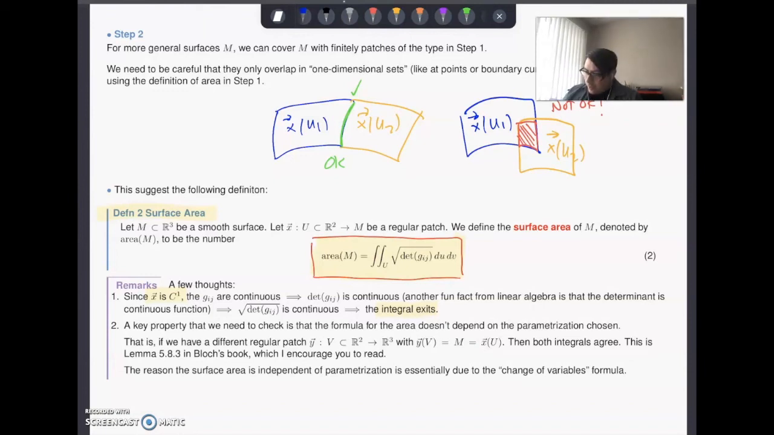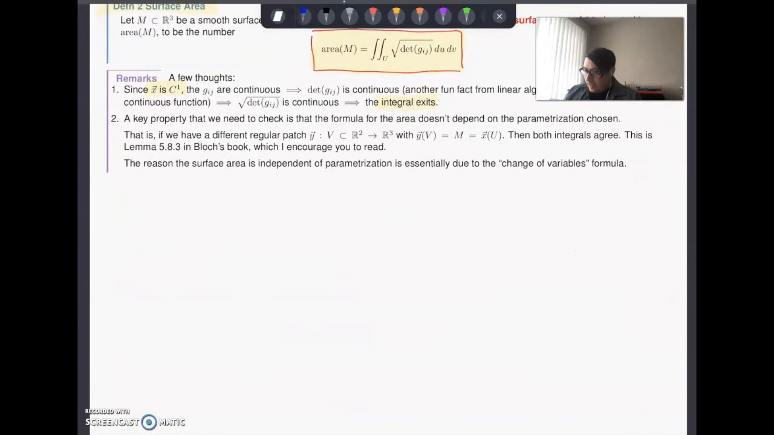The other thing I want to mention is that for this to be a good definition, we want to make sure that it is what is called independent of parametrization. It does not depend on the parametrization chosen. What do I mean by that? Without going into the full details, I want you to just refer to Bloch's book for that.